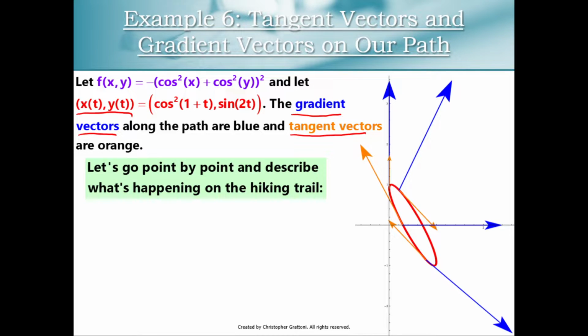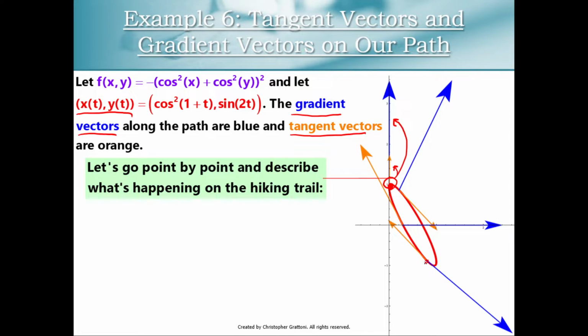Okay, so let's go point by point and try to figure out what's happening on this hiking trail. I think the easiest point to figure out is right here, because you'll notice that our tangent vector is pointing in the same direction as our gradient compass. And so what that tells us is that at this point on our surface, we're walking uphill as steeply as possible. When we're walking in the same direction as the gradient vector, that means that at this particular tiny little moment in time, we're walking uphill as steeply as possible.